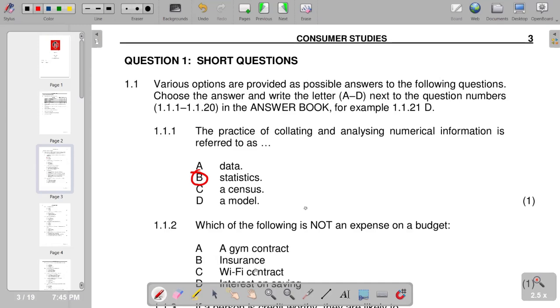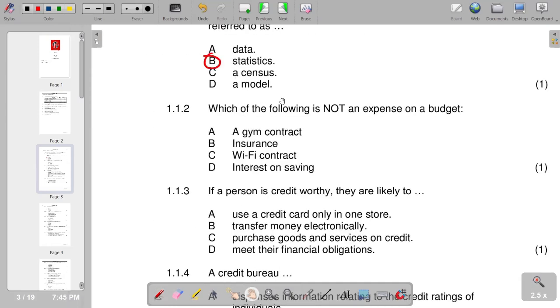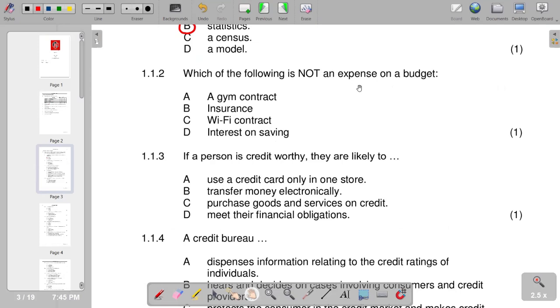We go to the second part, which is now number 2. Which of the following is not an expense on a budget? If you check according to the options that we have, the one that is not an expense is interest on a saving. Remember, when you're looking at saving, interest is paid by a financial institution to an account holder as a percentage of the deposited amount. So obviously, from the account holder's point of view, it will be income. So in that case, it's not an expense.